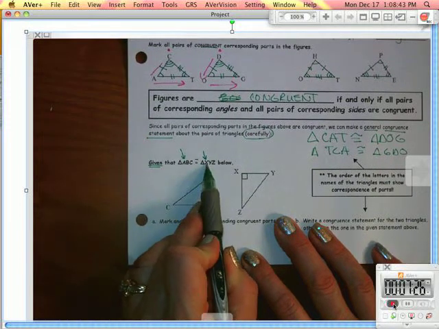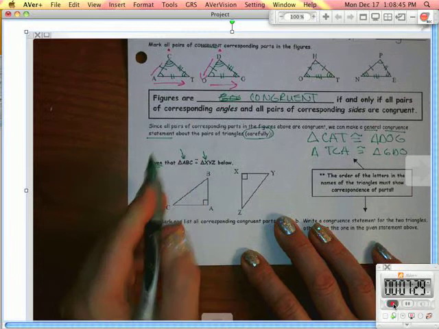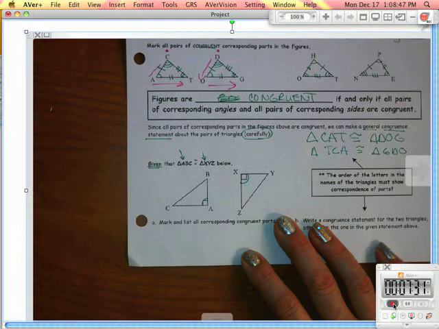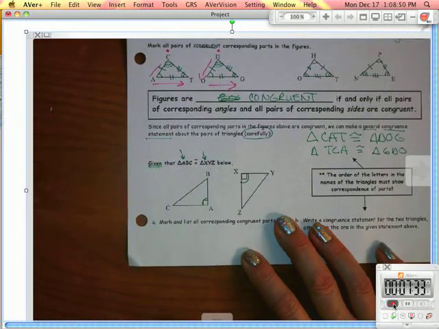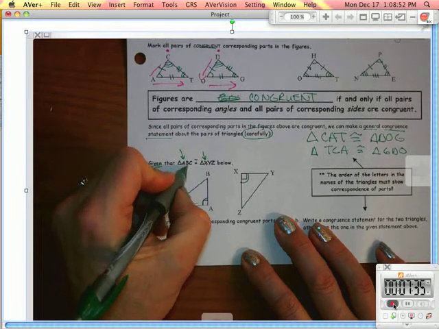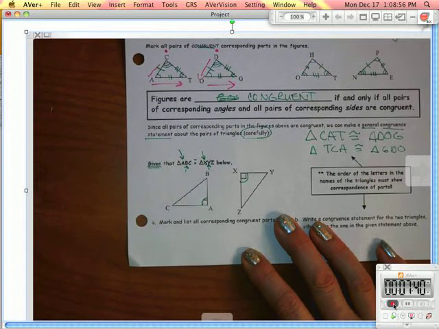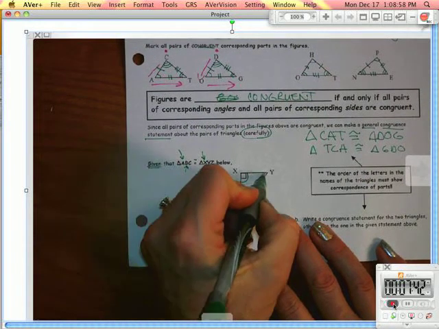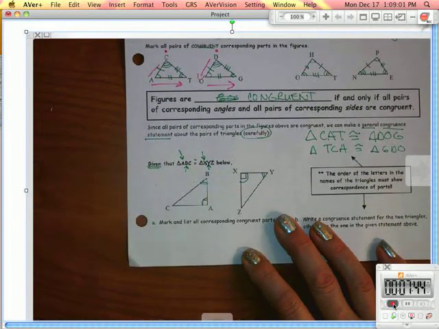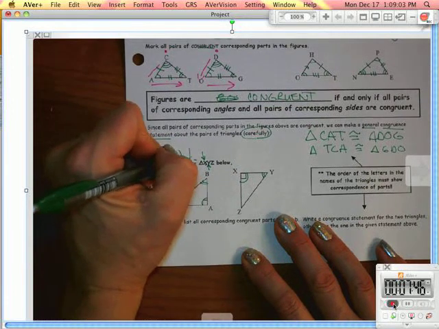Then what other angles? What are my next pair of congruent angles? B and Y. So I'm going to do 2 lines there. And then C and Z, therefore, are congruent by the way it's named. Isn't that cool? Oh, but there's even cooler.